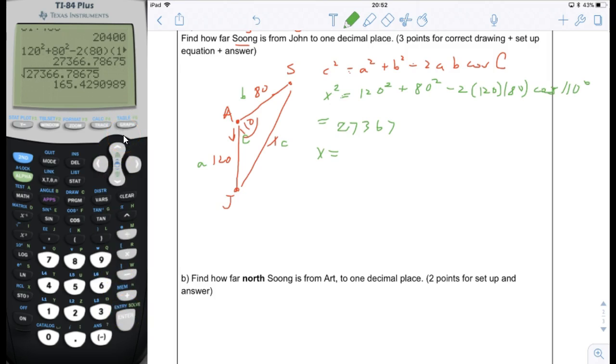It's 165.4. We wanted one decimal place. Okay? So, that is the distance from Sung to John.